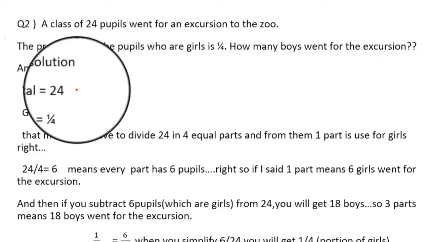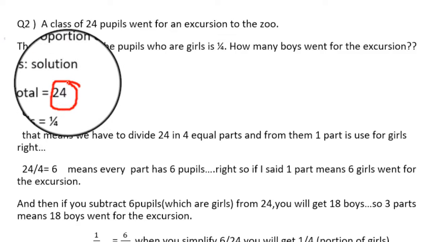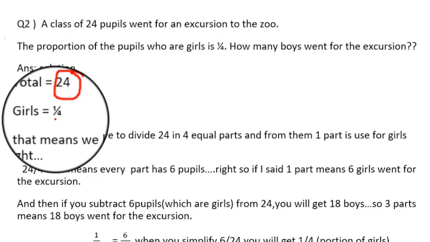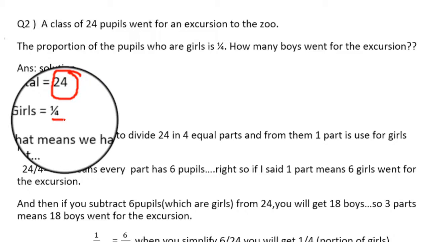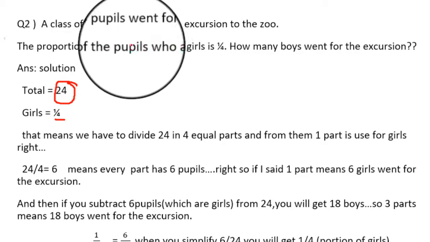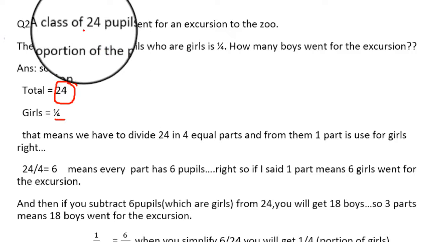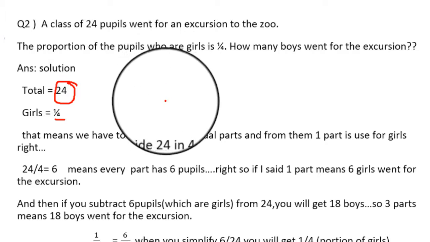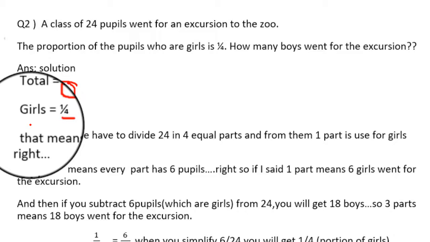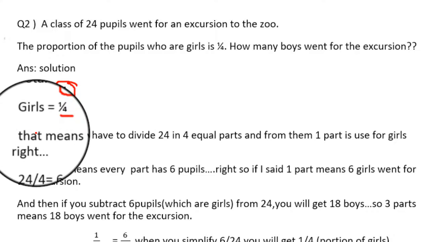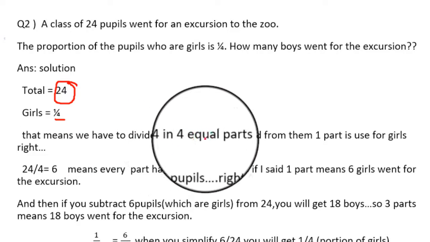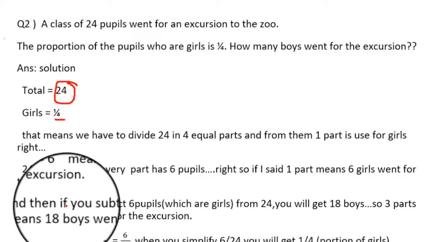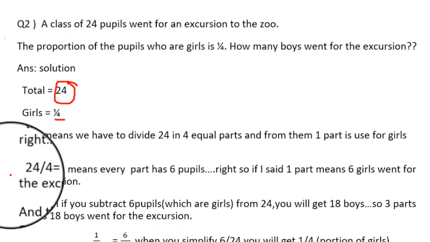Solution: there are a total of 24 people. From them, one portion of girls is shown, right? 1 upon 4 means you have to divide 24 into 4 equal parts. One part shows that these are girls. That means we have to divide 24 into 4 equal parts, and from them one part is used for girls, right? The description is also written there.